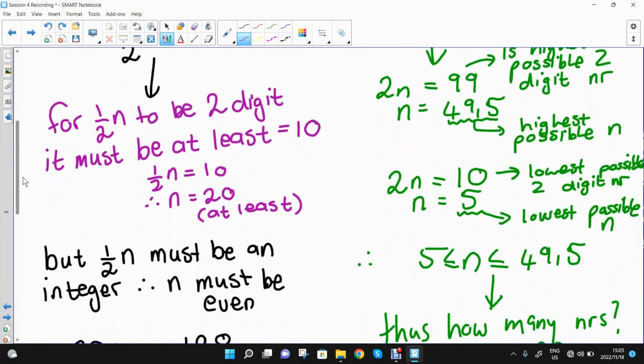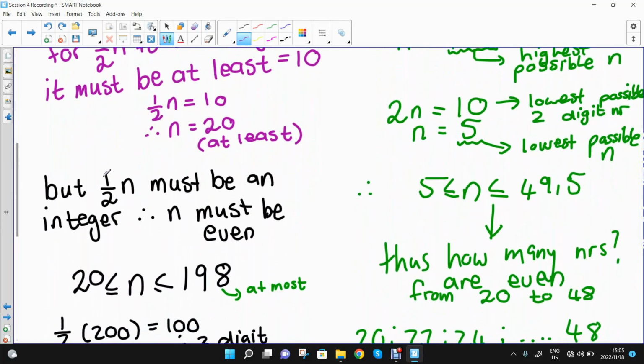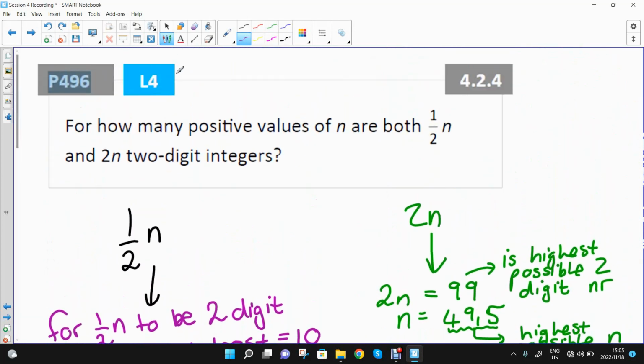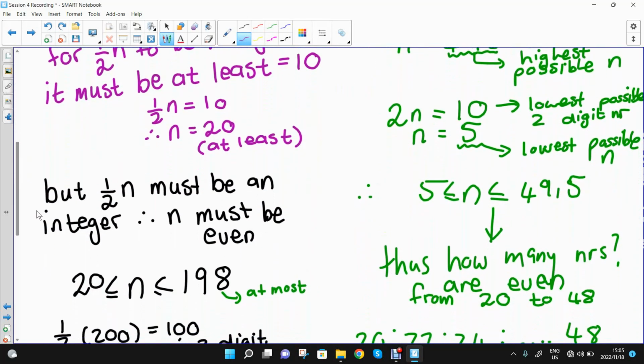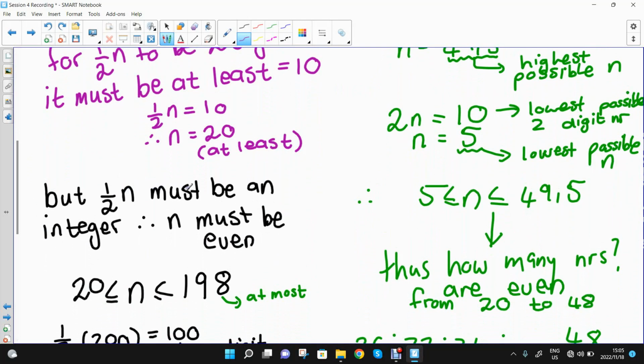But in the same instance, a half n must also be an integer. I'm just going back to the question. They say there it must be a 2-digit integer, the answer itself. So if you look at a half n, and a half n must be an integer answer, it means that whatever I'm going to sub in this space must be an even number for you not to get any decimals out.